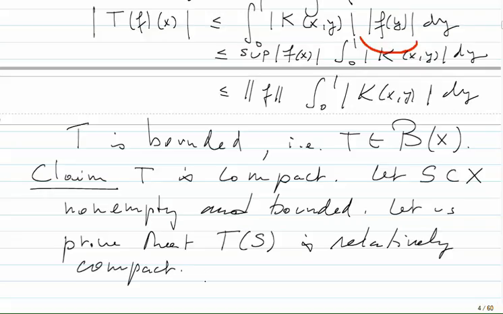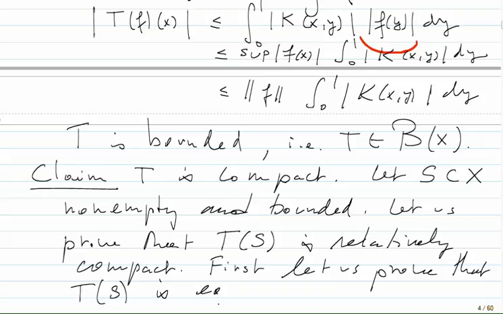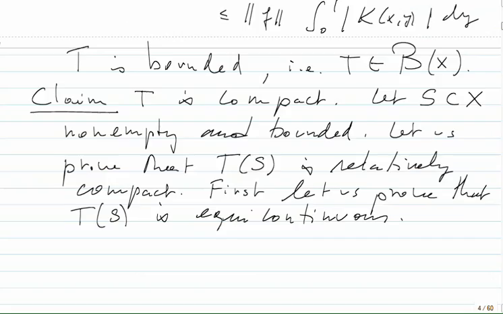So first, let us prove that T(S) is equicontinuous. Equicontinuity is similar to uniform continuity for a function, meaning that whatever epsilon, the delta is independent of the element in S. Okay, so let's prove it. So let epsilon be positive.